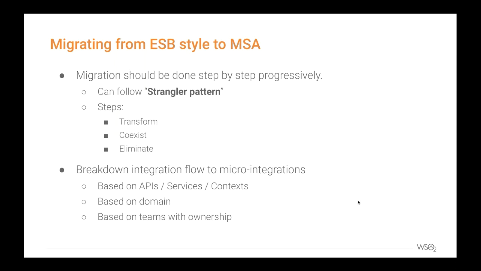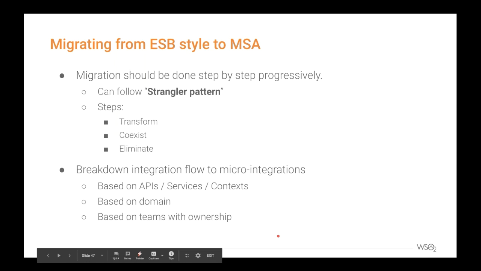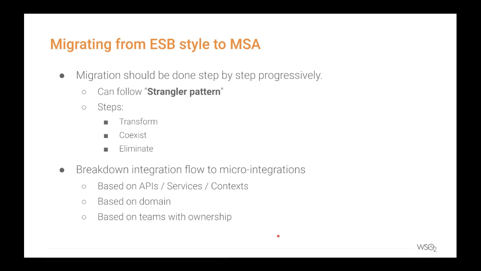Here we are focusing on migrating from ESB style to MSA. When it comes to MSA, you have to break down the integration flows. You can do a breakdown based on APIs, services, or context. You might have multiple APIs, and they might have multiple contexts, so you have to break them down and separate them individually. You can also break down based on domains, or based on teams with respective ownerships. It's up to you to decide which is more suitable, but it's advisable to break the system into different parts and do the migration.